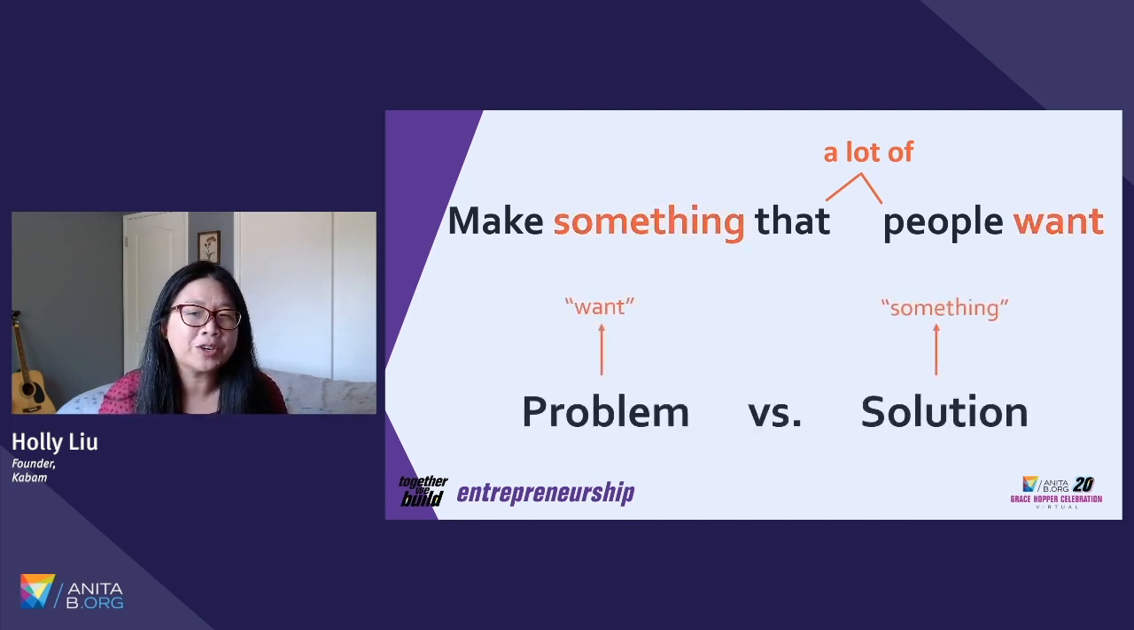If you look at the word something and the word want, and you look at it a little bit closer, you'll see that there is a problem and a solution. If people want it, that means you've solved some type of problem. And the solution is that something, you make something. For those of you who are builders and makers, you can build any of these types of solutions, but just make sure you're building it for a problem. And that's the most important thing about evaluating startup ideas, is that you're solving some sort of problem.